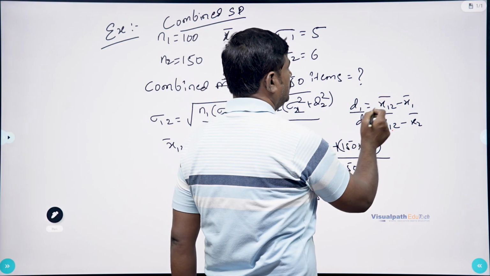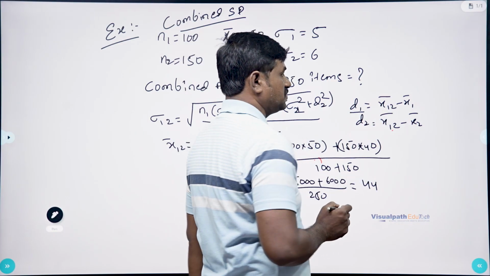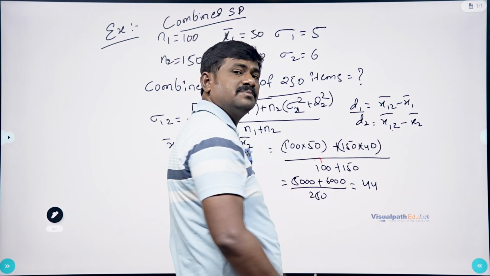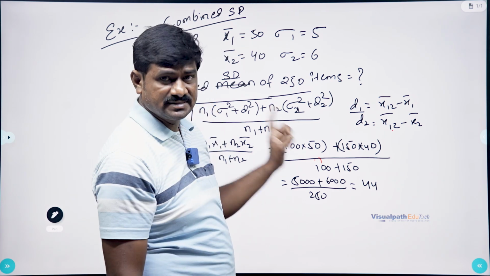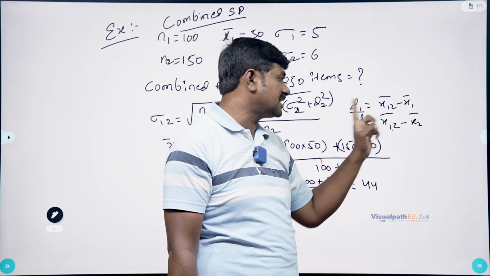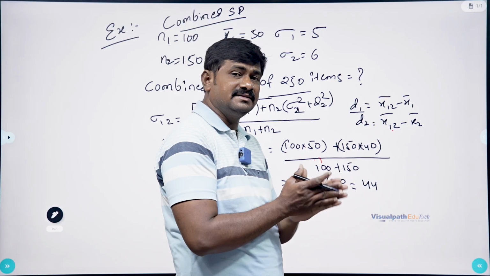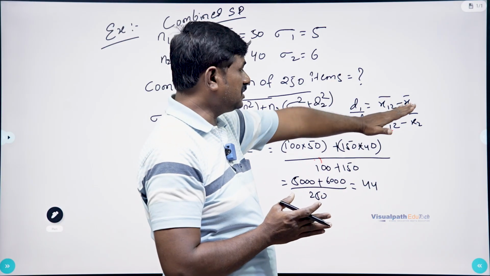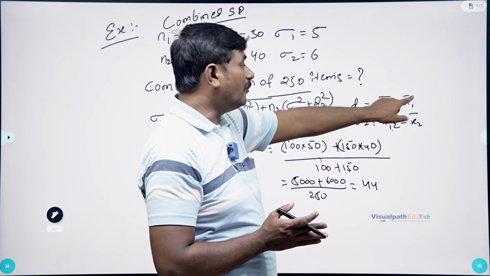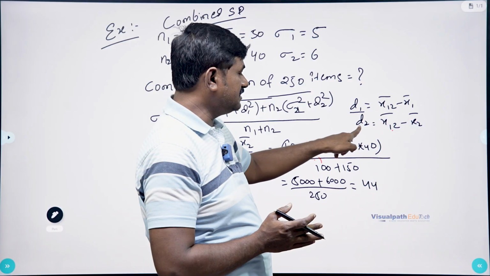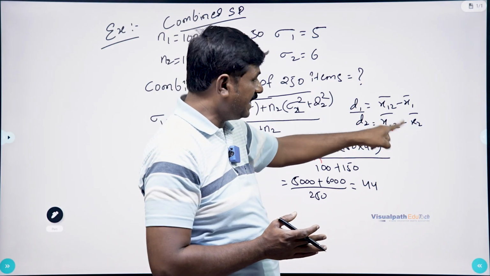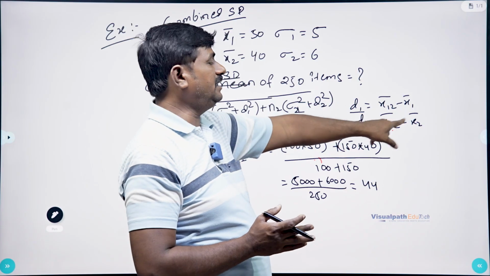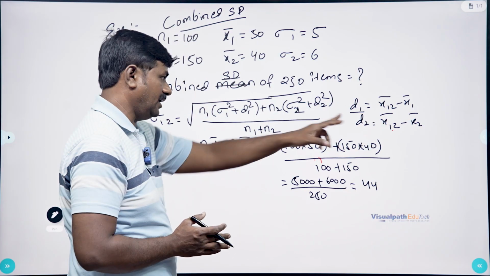To calculate the d1 and d2 values, d1 is equal to x12 bar minus x1 bar. Here x12 bar is the combined mean and sigma 12 is the combined standard deviation. So to calculate the deviation d1, we need the combined mean minus the individual mean. Similarly, d2 is the combined mean of these 250 items minus the individual mean of the second observation.